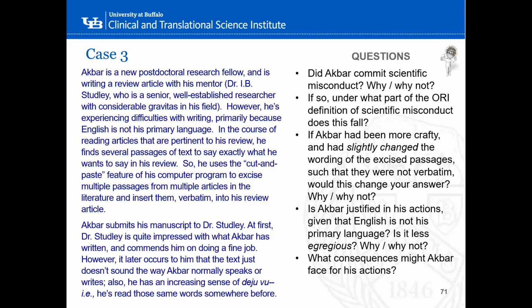Okay, so here come the case questions. Did Akbar commit scientific misconduct? Why and why not? And if so, under what part of the definition of scientific misconduct does this fall? Let's see a volunteer, please. Somebody that hasn't spoken yet. There's a whole bunch of people online, 71 people. Let's hear somebody else, please.